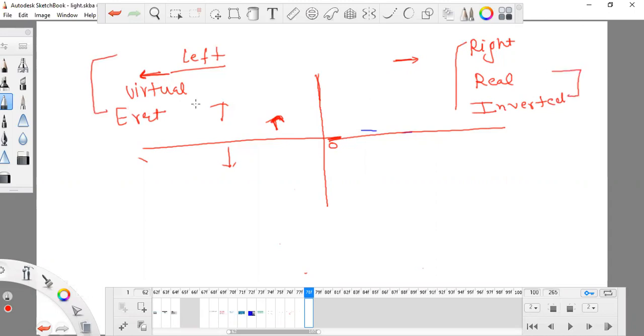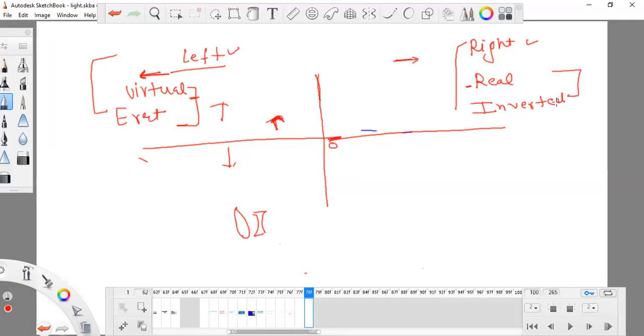These two things always go together, either for mirror or for lenses: virtual comes with erect and real comes with inverted. It is not possible that a real image can be erect or a virtual image can be inverted. But for lenses and mirrors, the combination of left and right is changing. For lenses, whether concave or convex, if the image is forming on the left side, it is definitely virtual and erect, and if the image is forming on the right side, it is real and inverted.